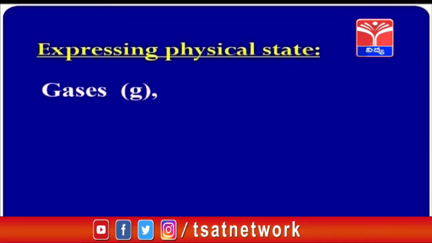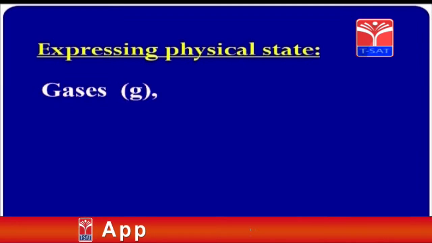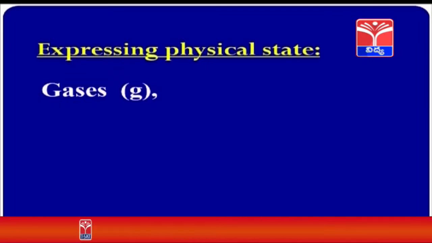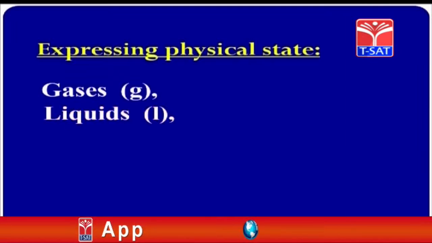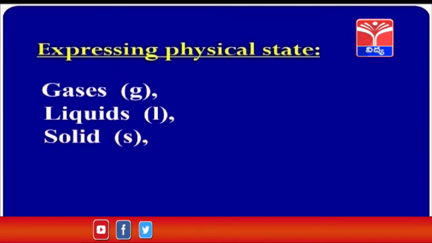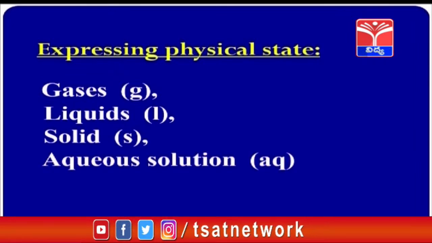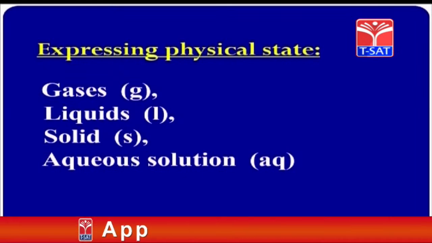Expressing the physical state. See children, during the chemical reaction most of the reactants will be in different physical states. Some will be gases, some liquid, some solid and some in the form of aqueous solution. For representing gases we use the notation G, for liquids L, for solids S, and for aqueous solution AQ.